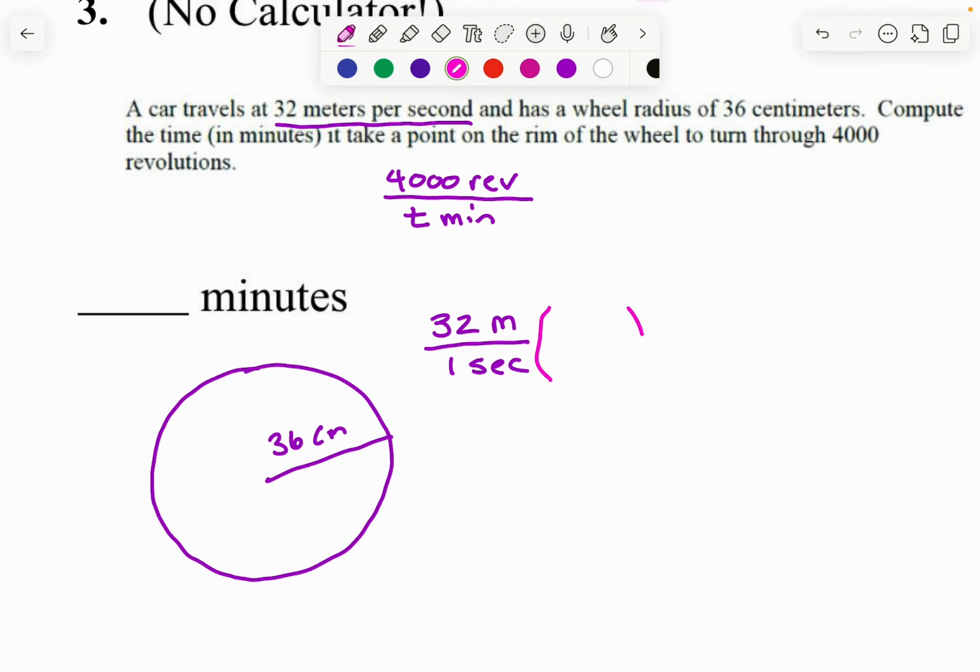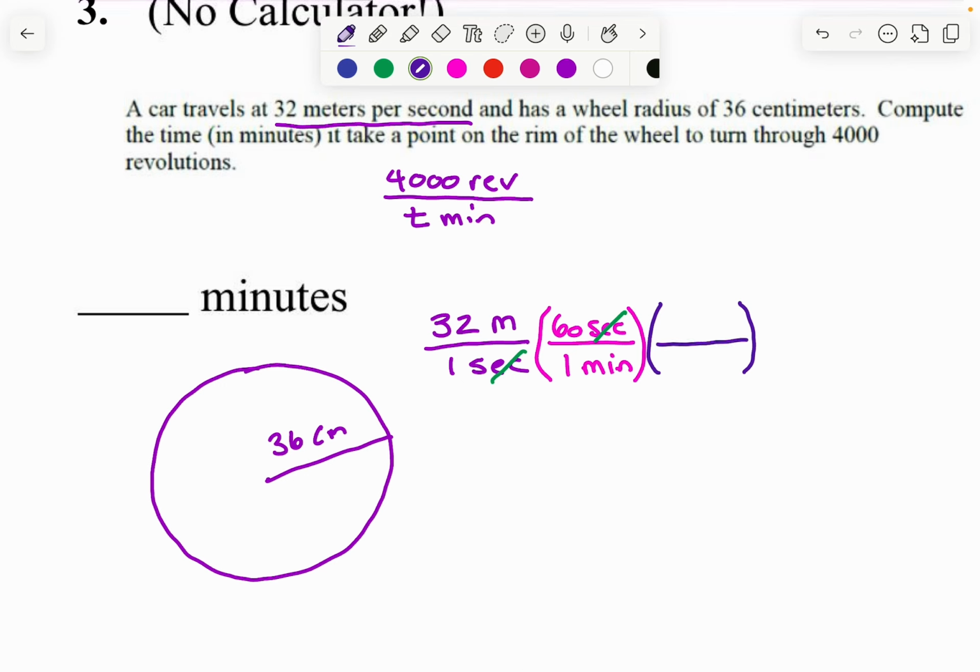Let's instantly turn that into minutes, just so we're in the same units as our answer requires. 60 seconds per 1 minute. All right, so now at least I've got my linear speed in meters per minute. Okay, and then again, when it comes to converting between linear and rotational speed, the key insight is that a circumference produces 1 revolution.